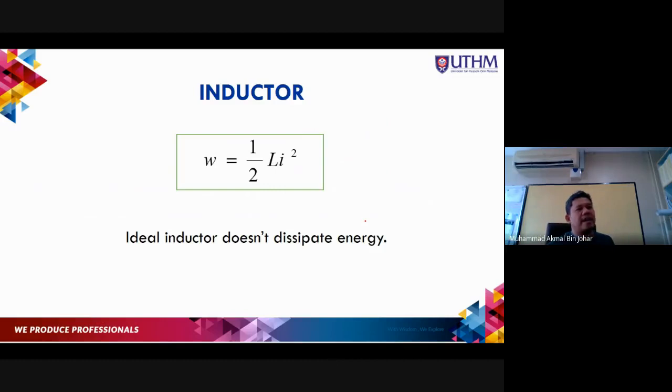An ideal inductor doesn't dissipate energy, which means it converts all the current into work. So W is equal to half L i squared.